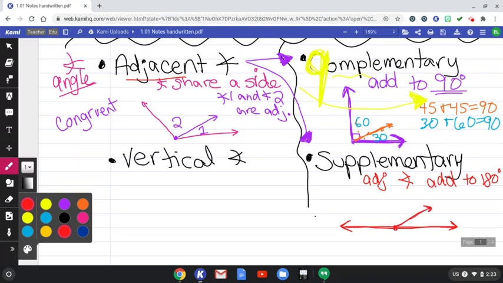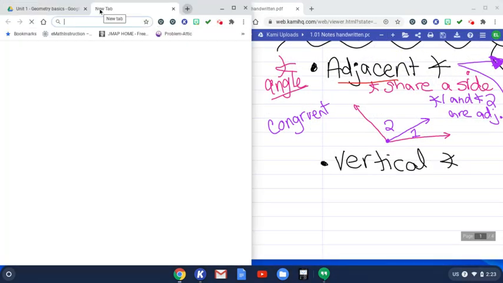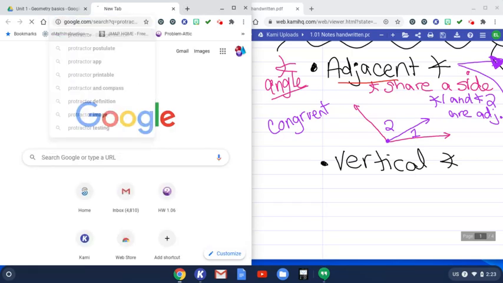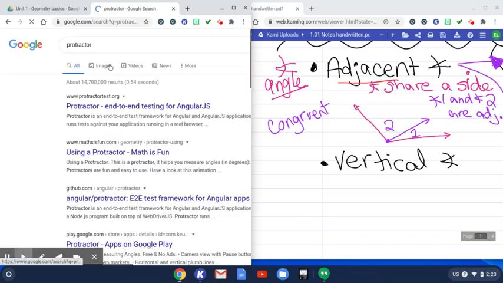You guys might remember seeing a protractor. Let me bring up a picture of a protractor just to remind you. A protractor is this fancy angle measuring tool you might have used in middle school at some point.